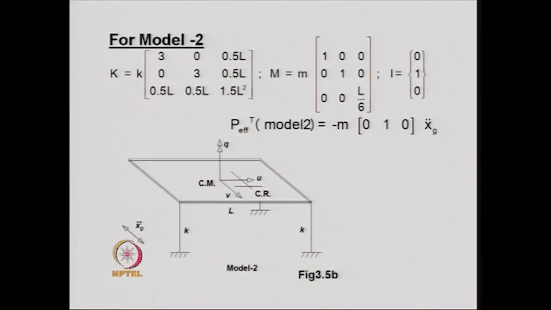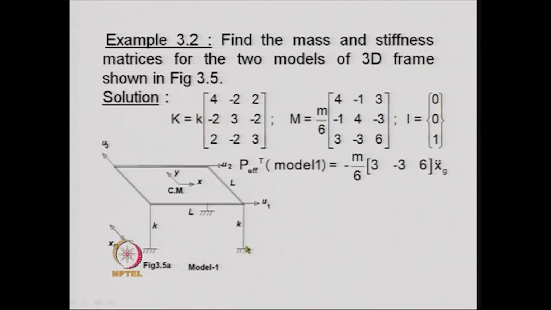In the second model, what we have done is that we have taken the degrees of freedom at the center of mass, that is, 1 degree of freedom in this direction, 1 degree of freedom in this direction, and the third degree of freedom is a torsional degree of freedom about a vertical axis. Again, these are the 3 different degrees of freedom for this particular model. Now, for these 2 models, we write down the stiffness matrix, the mass matrix, and the influence coefficient vector.